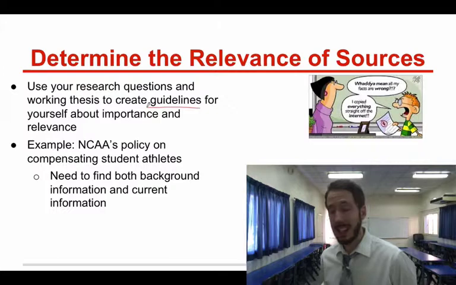Is the source current? If it is so old that it's really actually going to be a hindrance to your argumentative product, don't use it. What bias do you see? Because if you do see some, you need to address it in the argumentative essay, or find other sources that will corroborate what that biased source is trying to tell you.